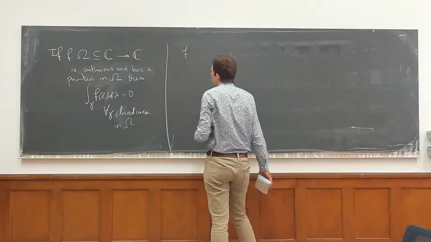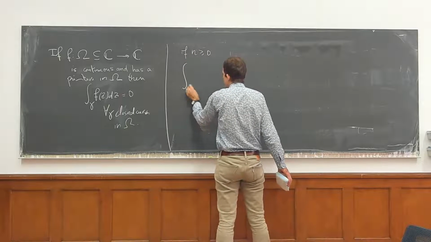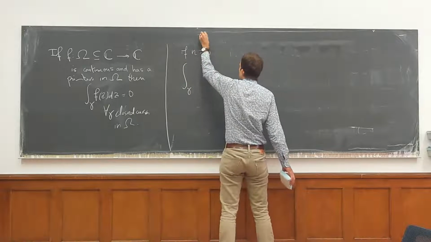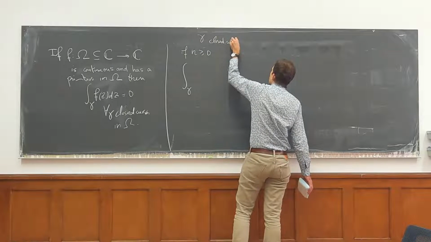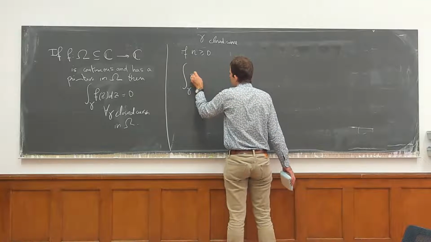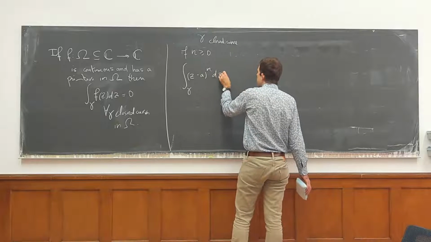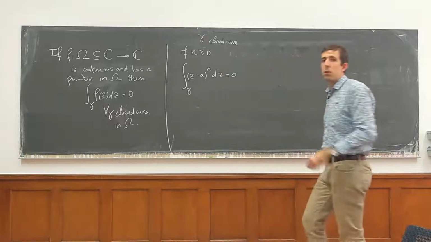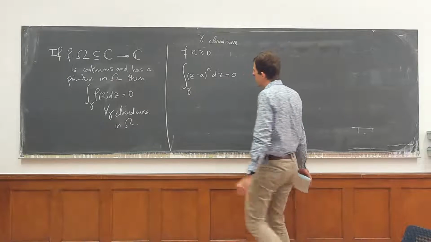We saw things like this. If n is bigger or equal than 0, then, let's say this is a closed curve throughout so that I don't have to write that over and over, the integral of, say, (z minus a) to the n dz was 0, because it has a primitive. Just take (z minus a) to the n plus 1 over n plus 1.